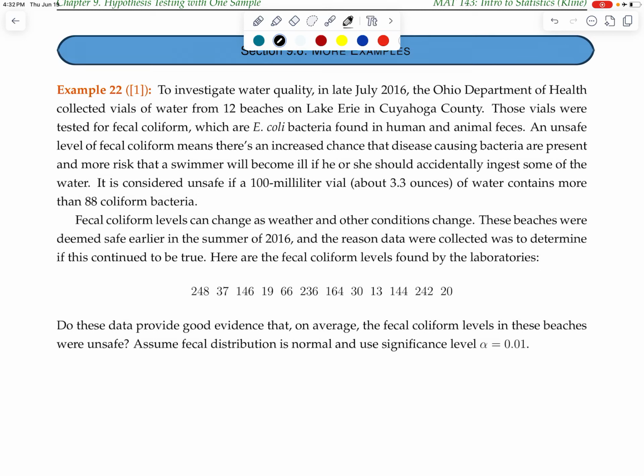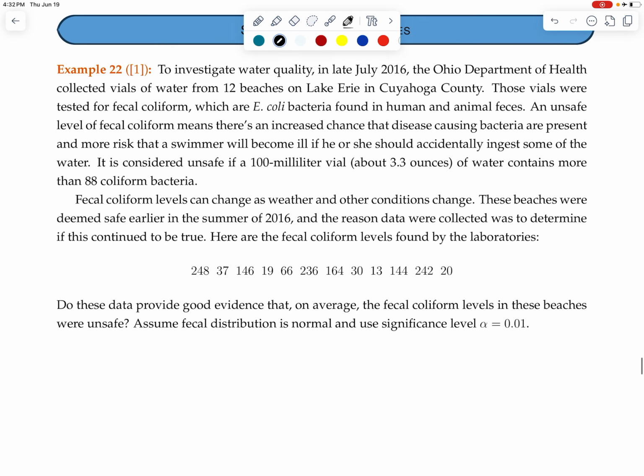So to start this problem, I want to gather my basic information. I need to compute the sample average here. X bar is 113.75. And of course, the standard deviation we need as well, and that's 93.9. I would type the data in Excel real quick and just use Excel to compute these. But of course, you can do it by hand if you need to.